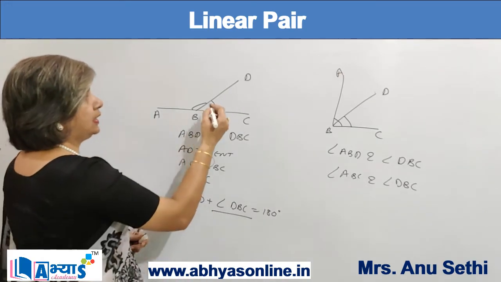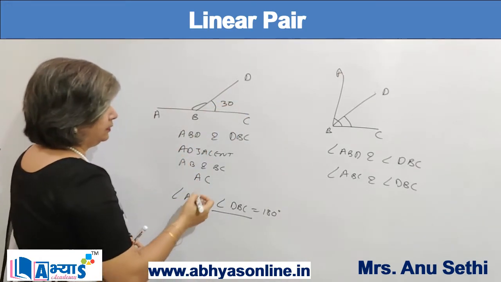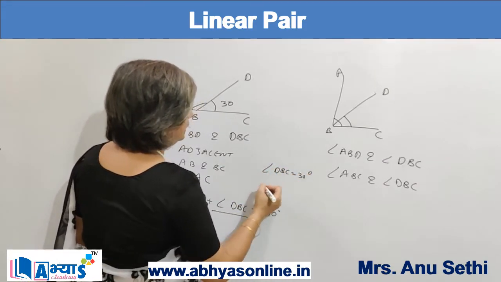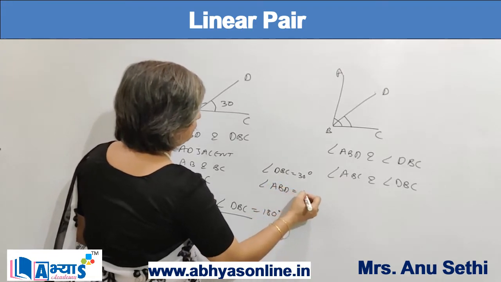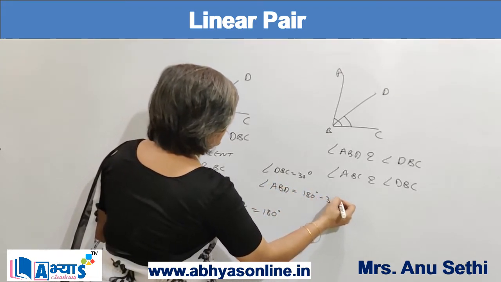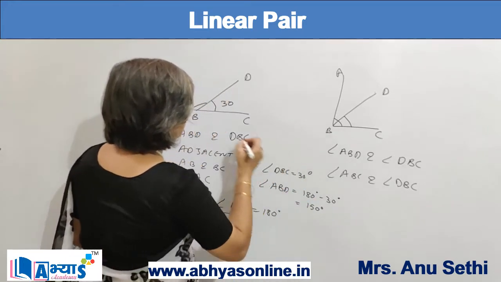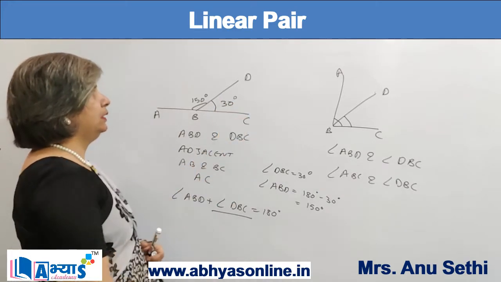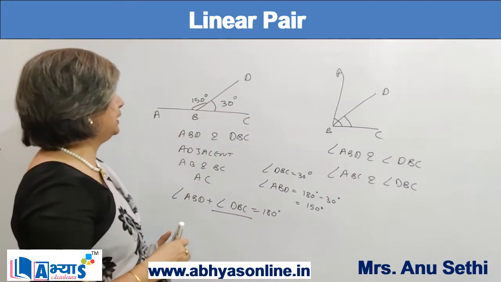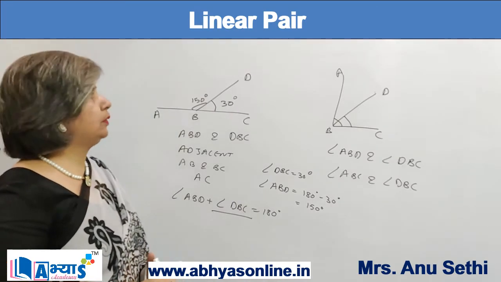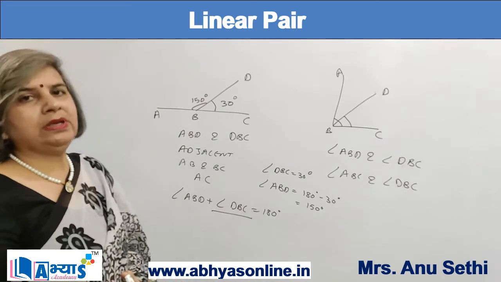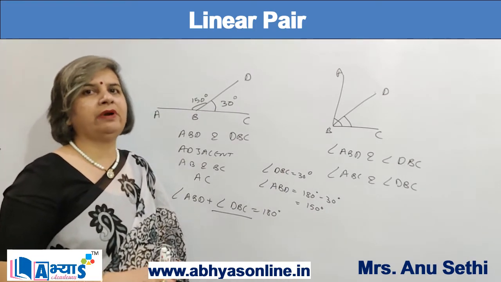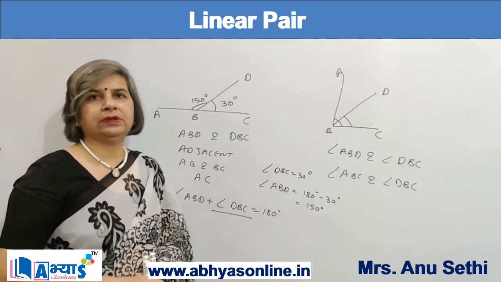Suppose we are given that angle DBC is equal to 30 degrees, then angle ABD will be equal to 180 minus 30 degrees, that is 150 degrees. So this is how we can find the other angle if we know one angle. That means if we are given that DBC is 30 degrees, we can say that ABD is 150 degrees because they are linear pairs and their sum will be equal to 180 degrees. So this is how we can use the concept of linear pairs while finding the angles in a particular figure.